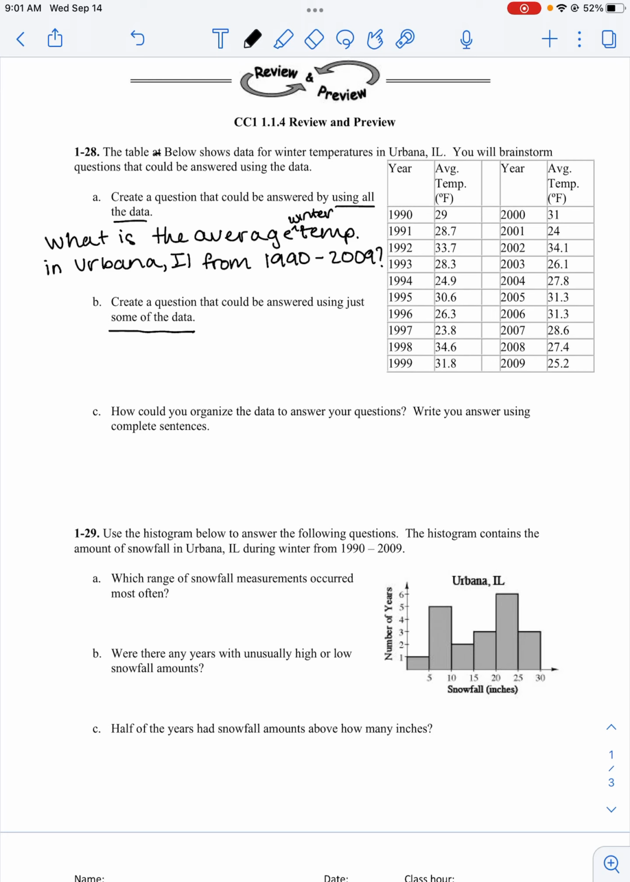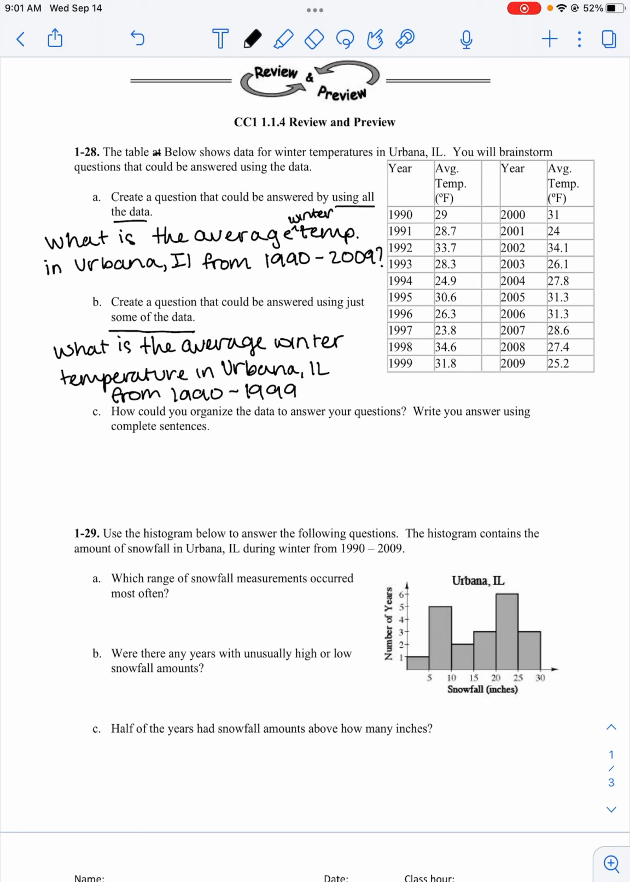So I could rephrase my question from part A, okay, and use a specific date range. So I'm going to ask, well, what is the average winter temperature in Urbana, Illinois from, I'm going to use just this first column here, from 1990 to 1999. Okay, that will work. It's asking a question about some of my dates, not all of my dates, which means it's some of my data.